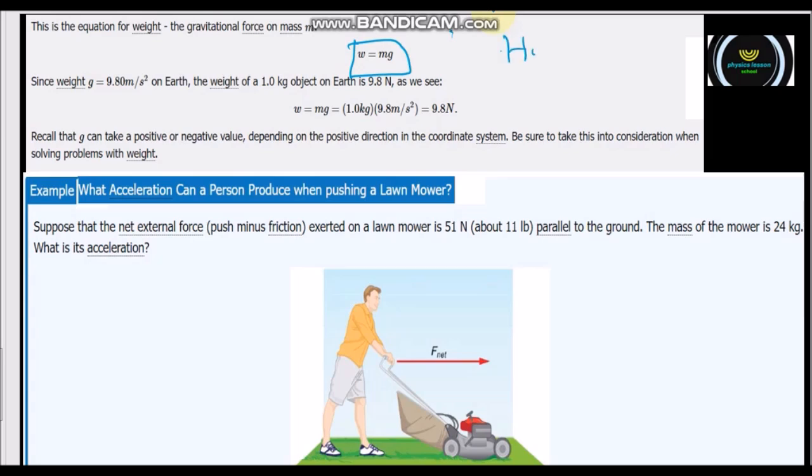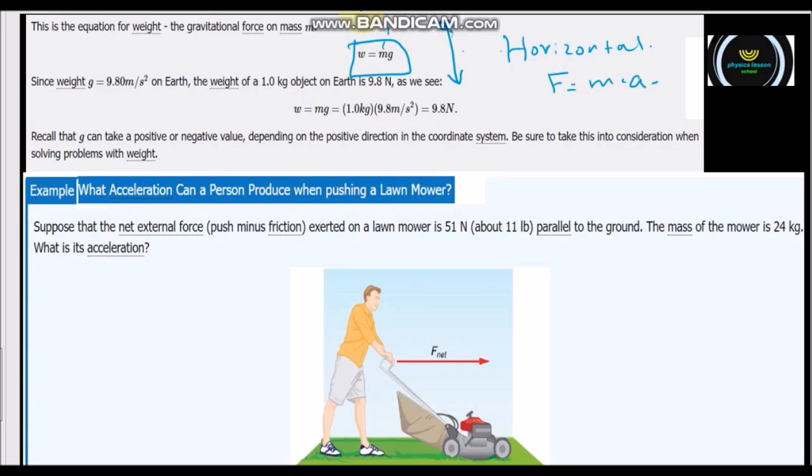For the horizontal case, the force is mass times acceleration. For the vertical, for the downward direction, due to acceleration due to gravity, we have only the weight. We calculate it by mass times gravity. The value of g is 9.8 meters per second squared on the earth. The weight of a 1 kilogram object on the earth is 9.8 Newton.